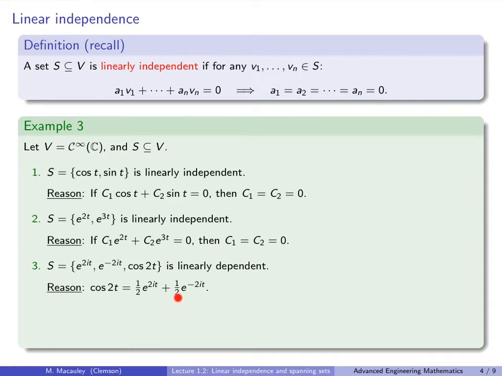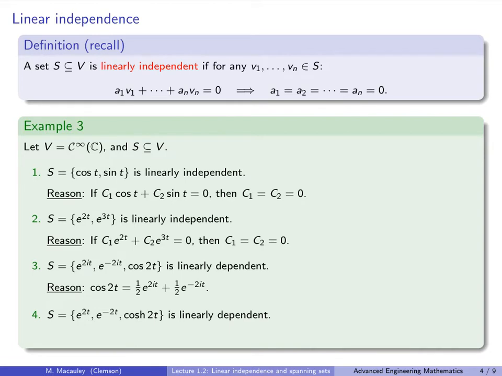And now this is not the definition of being linearly dependent, but it's easy from here to say that, therefore, we can write a linear combination of these 3 functions. I think you see how to do it. Say 1/2 times e to the 2it plus 1/2 e to the minus 2it minus 1 times cosine of 2t to get the 0 function.